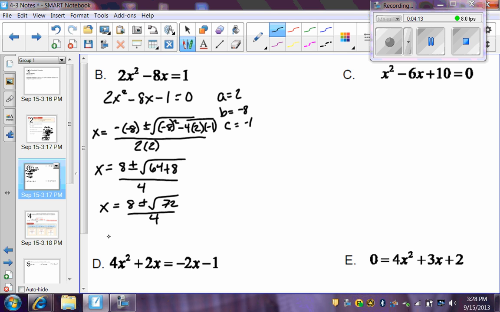72 is 36 times 2, so that can be simplified to 8 plus or minus 6 radical 2 all over 4. Now if you look at 8, 6, and 4, they're all divisible by 2, so you can actually simplify that to 4 plus or minus 3 radical 2 all over 2, and that's where you would leave your answer.